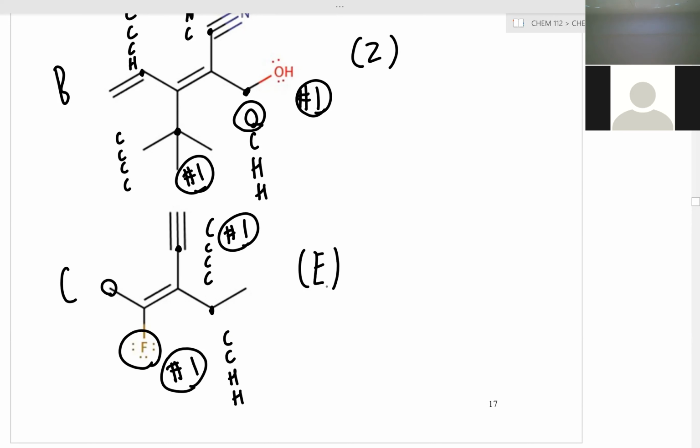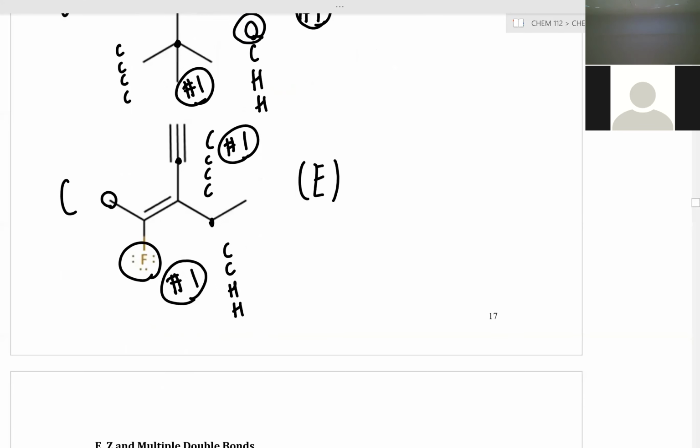And if you punch this into your structure drawing program, we get that this olefin, in fact, is E. Perfect. So far, so good.